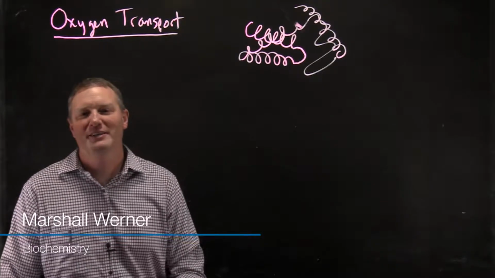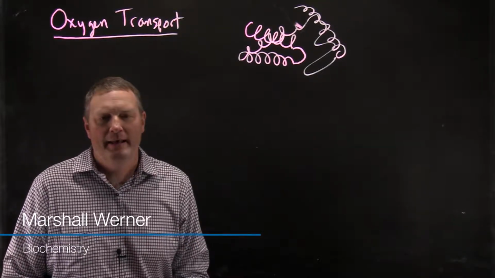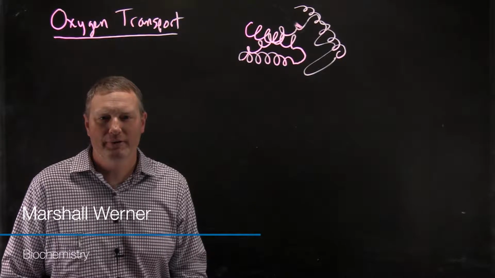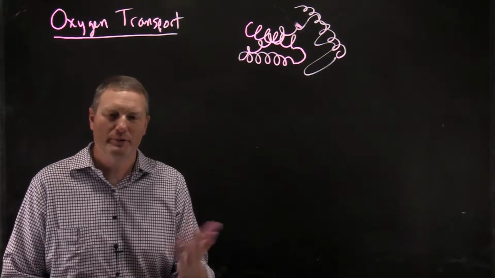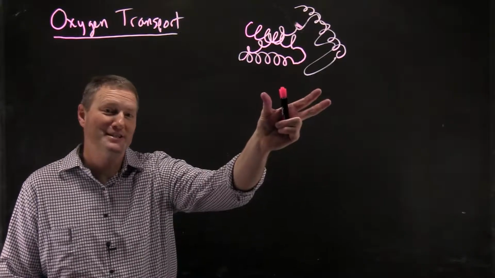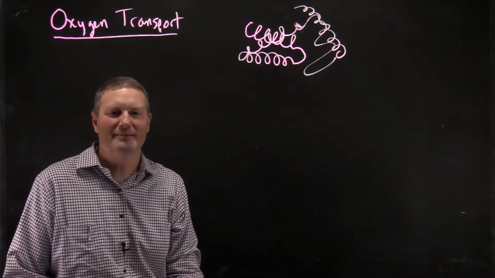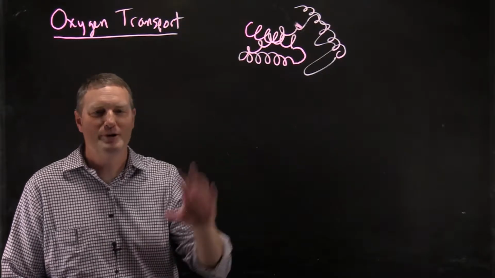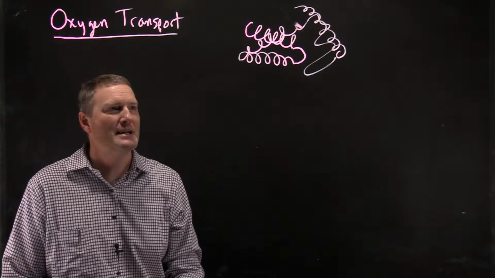Hi guys, in this video we're going to talk about oxygen transport. Oxygen transport in mammals occurs primarily by two main proteins, myoglobin and hemoglobin. Now what I've drawn here is a very schematic view of myoglobin. We'll look more detailed at the structure in lecture.